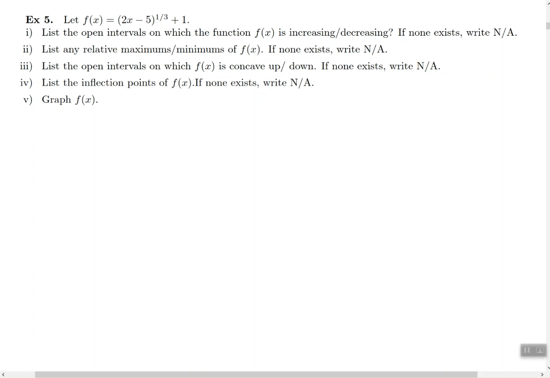Okay, so example 5 is similar to the ones we did before, except the function now is a little bit more tedious, a little bit more difficult to work with. So I'm going to start it off with f of x, which is (2x minus 5) to the power of 1/3 plus 1. And let's go ahead and find the first derivative.